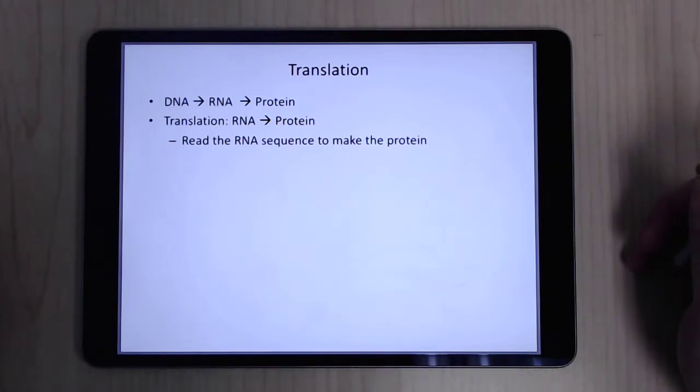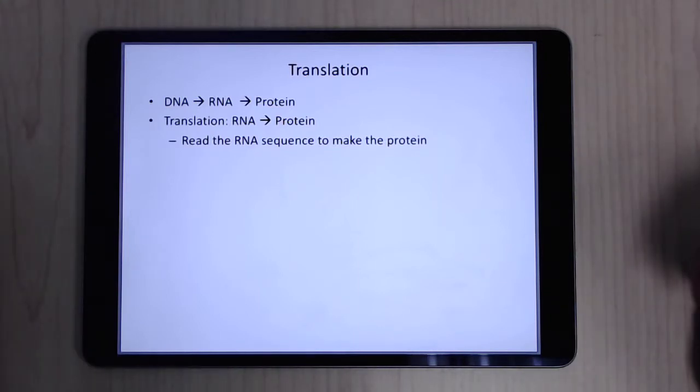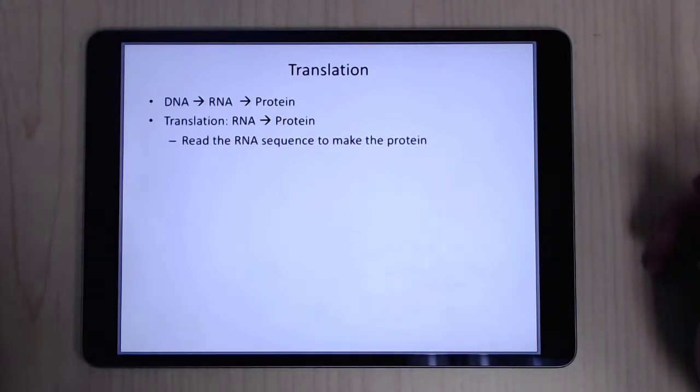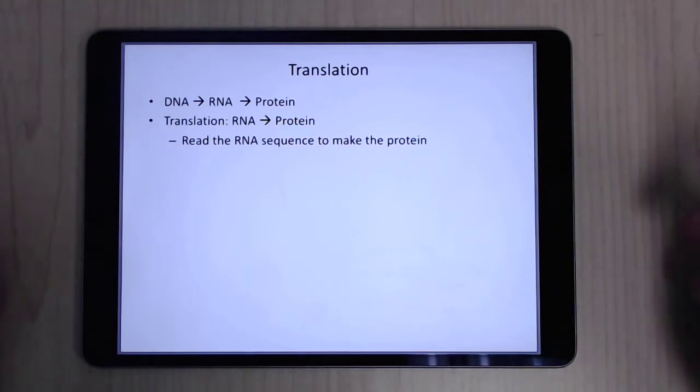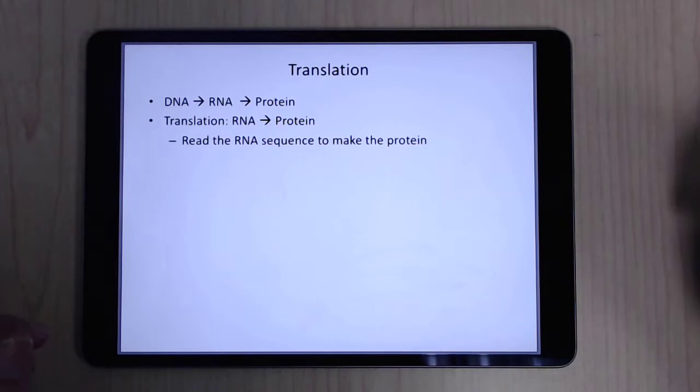Transcription comes before translation alphabetically. The other thing I always remember about reverse transcriptase is that it's going from RNA to DNA, so that must be transcription. The other one is for translation.